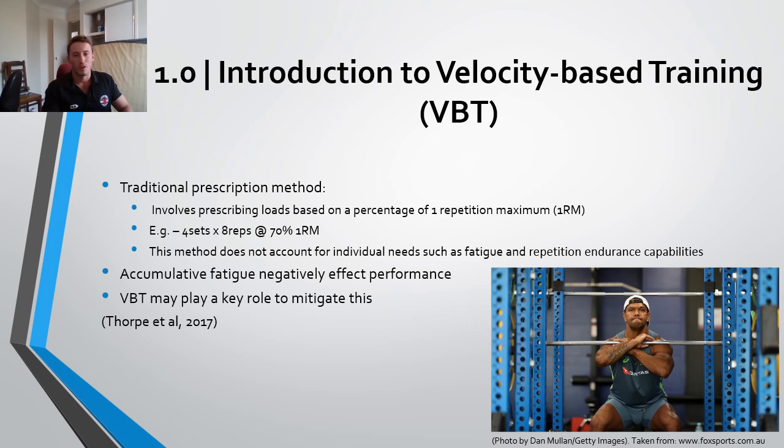Coaches typically prescribe resistive loads based on a percentage of the athlete's maximal ability achieved through one repetition maximum testing, or 1RM. From that, coaches generally assign specific repetitions and sets. For example, this would look like 4 sets of 8 reps at 70% 1RM. This method of prescription appears to be great, however, it does not account for the individual needs of the athlete, such as fatigue and repetition endurance capabilities.